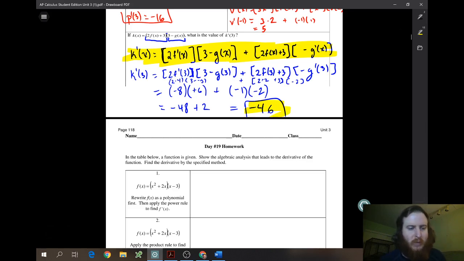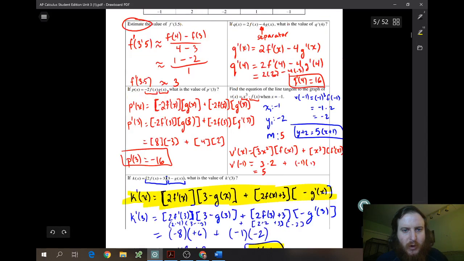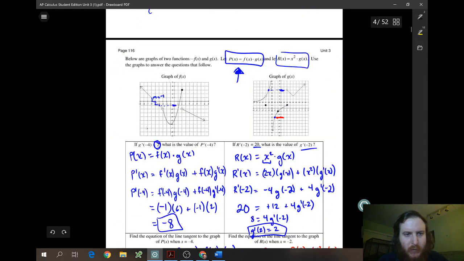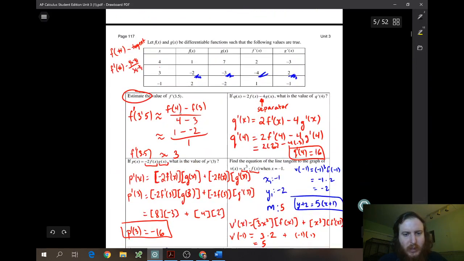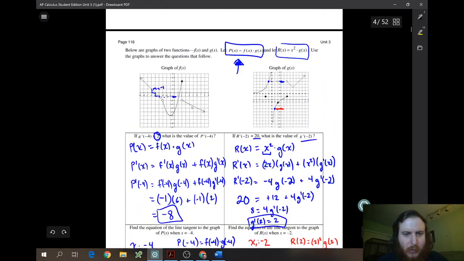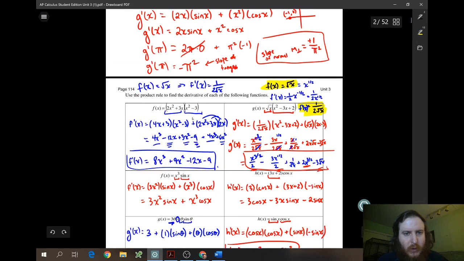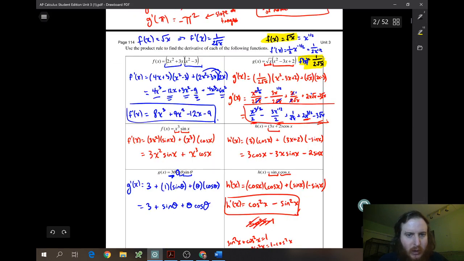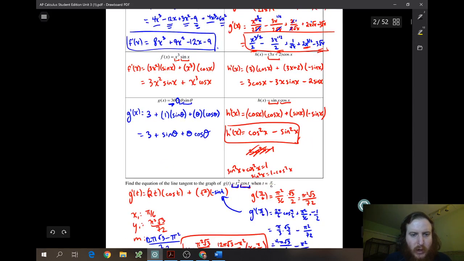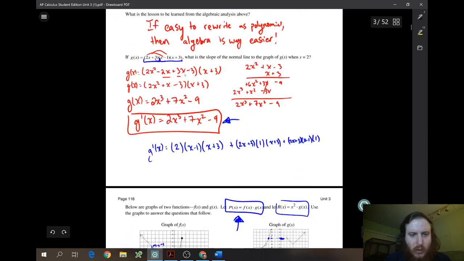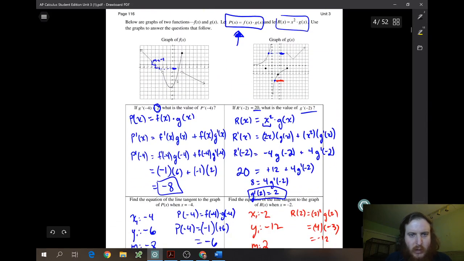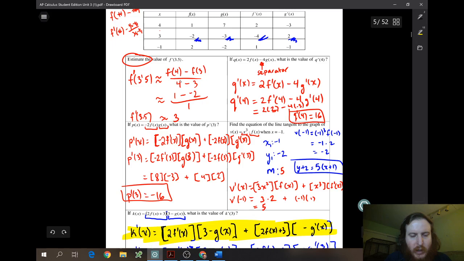So I know it's a long video, but we went through a lot. We learned the product rule, and then we have some examples with graphs and some examples with a table, and then quite a few examples actually doing it analytically with an equation. So when you get to your homework, have those pages start. 114 is our examples for equations, 116 is our examples for graphs, and 117 our example for a table.